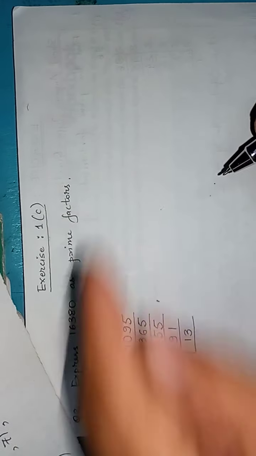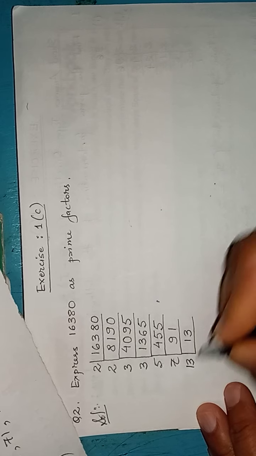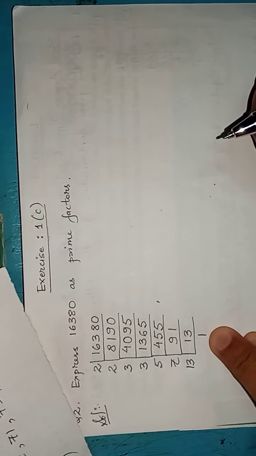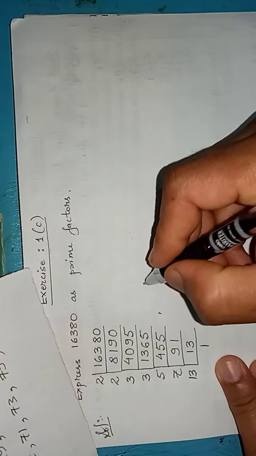We are finding prime factors. So option left is what? Only 13. We divide by 13. So let's divide by 13 because it's a prime number. 13 ones are 13. Okay, and see, we have got 1 here, and once you get 1, then we should stop. So that means now we can write the prime factorization.